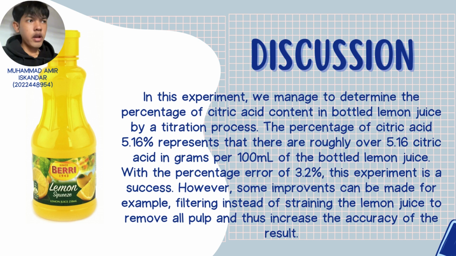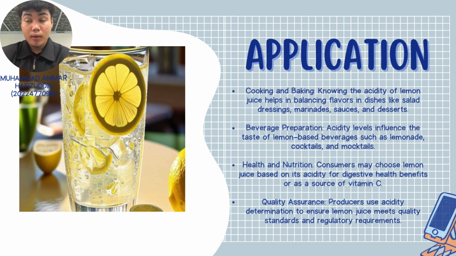In this experiment, we managed to determine the percentage of citric acid content in bottled lemon juice by titration process. The percentage of citric acid 5.60 represents that there are roughly 5.60 grams of citric acid per 100 ml of the bottled lemon juice. With a percentage error of 3.2%, this experiment is a success. However, some improvement can be made. For example, filtering instead of straining the lemon juice to remove all pulp and thus increase the accuracy of the result.